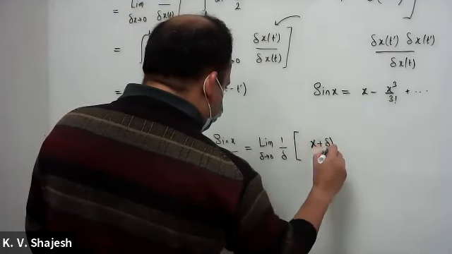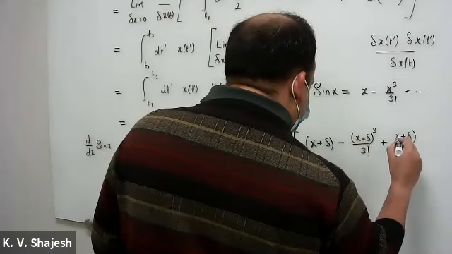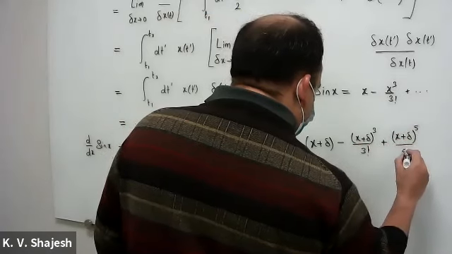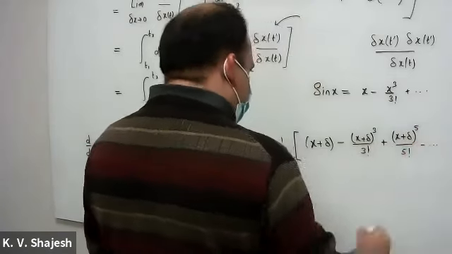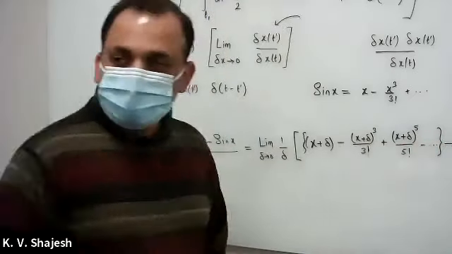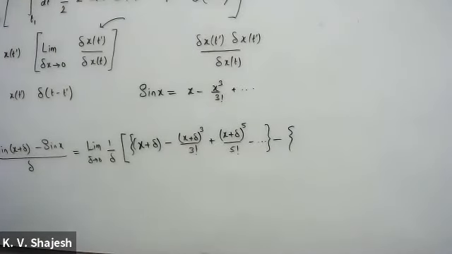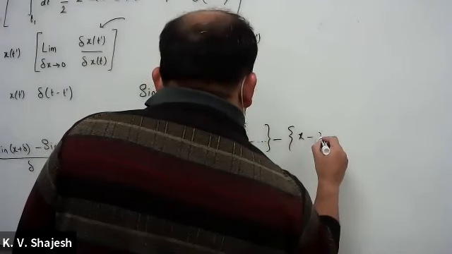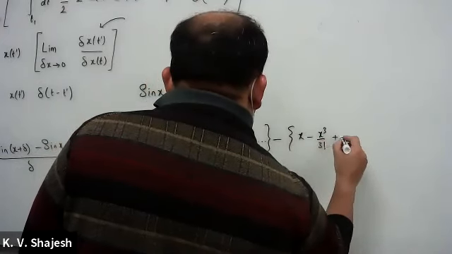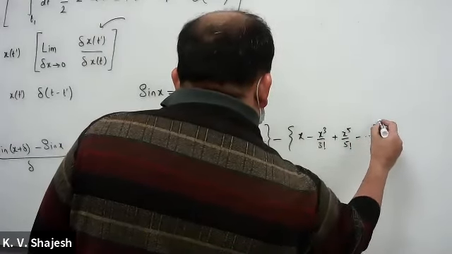That's x plus delta minus x plus delta cubed over 3 factorial, and then plus x plus delta to the fifth over 5 factorial, and so on. And there is exactly a similar piece coming on the other side. That's equal to x minus x cubed over 3 factorial plus x raised to 5 over 5 factorial, and so on. Okay.